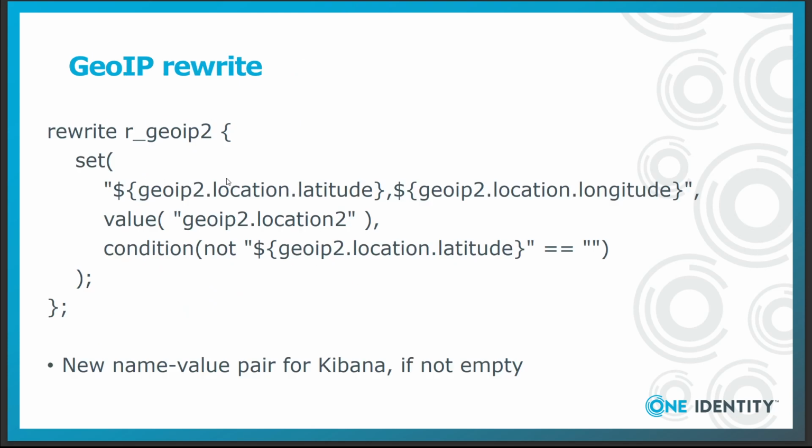The GeoIP parser of Syslog-ng stores longitude and latitude information into two separate name-value pairs. Kibana expects them in a single name-value pair and does not like empty values. As such, this rewrite rule makes sure that Syslog-ng sends geographical location information in the expected format and only if the related information exists.